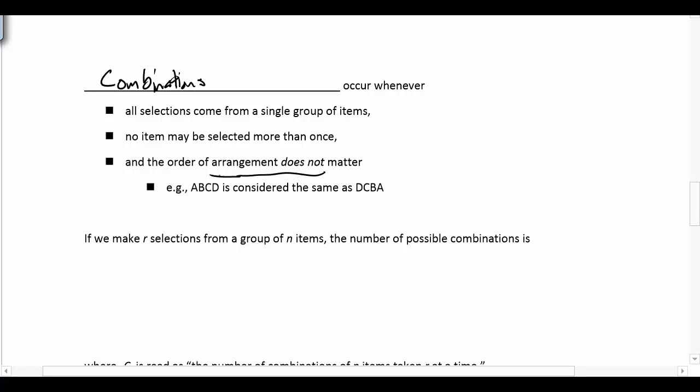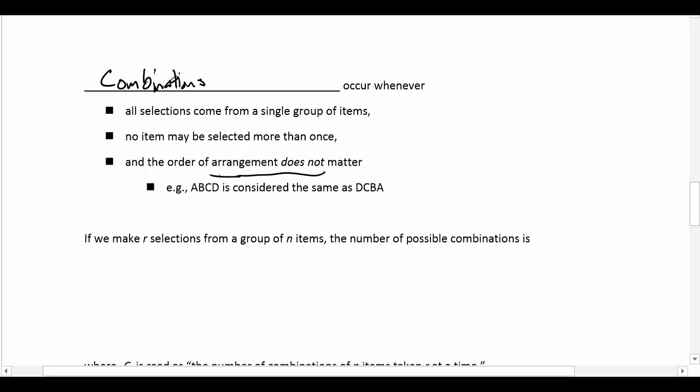I like to think of a combination like a committee. If I'm picking 3 random people out of a group, and they're all going to serve on this committee, it doesn't matter if you're picked first or last, you get to serve on the committee. You get the same responsibilities and authority as the other 2 people picked. So for combinations, think of the idea of a committee.